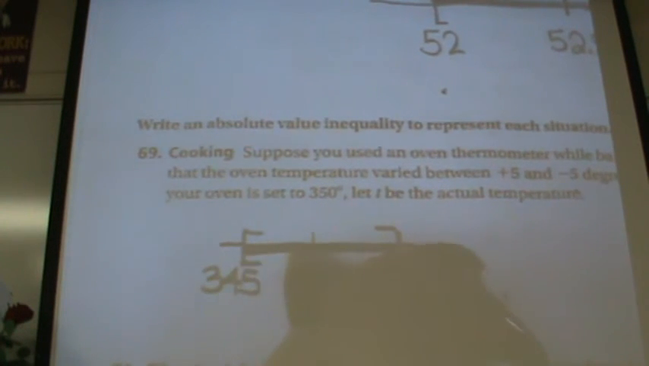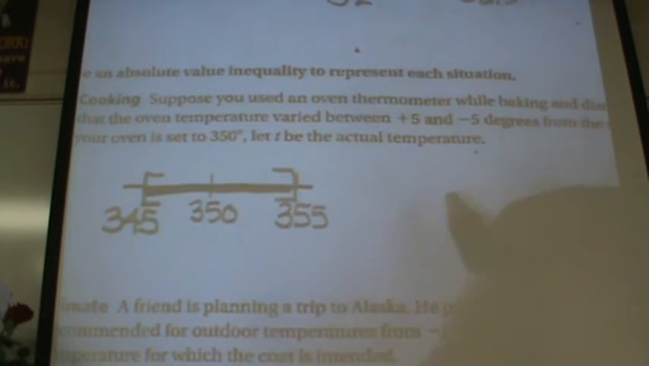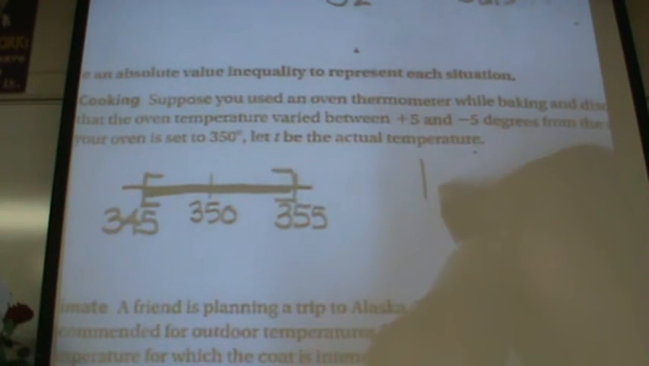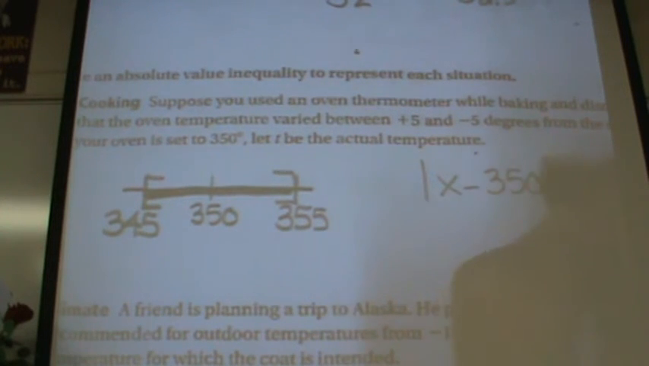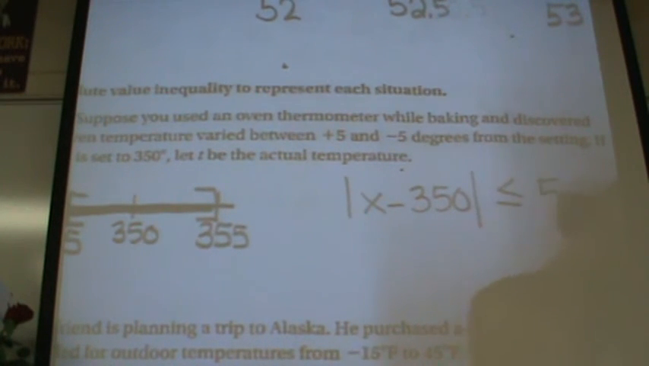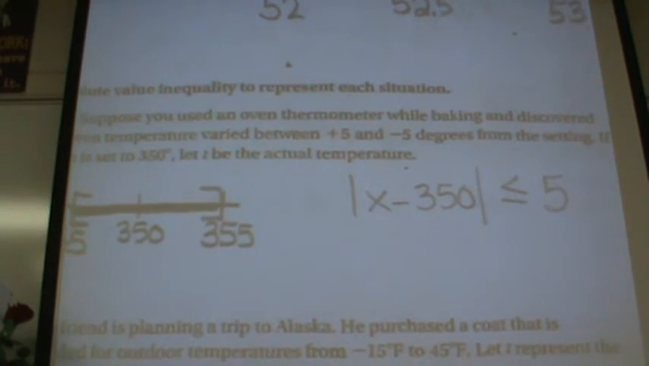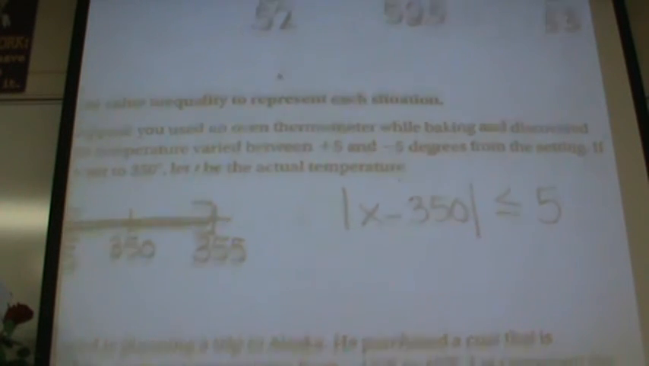So what's the absolute value? Anyone think they got it? The absolute value of what? X minus 350 is? You got it. Is anyone lost? And the last one.